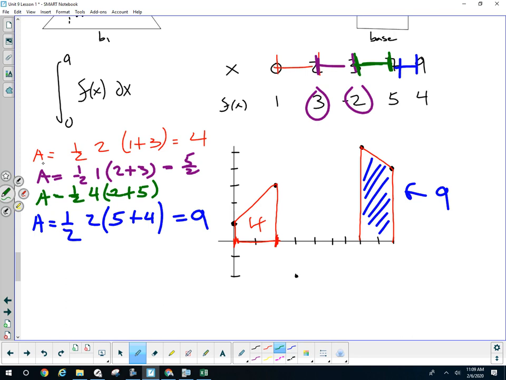And why did I say 3 and -2? This should have been -2. I'm sorry about that. I was wrong here. This is 1/2.